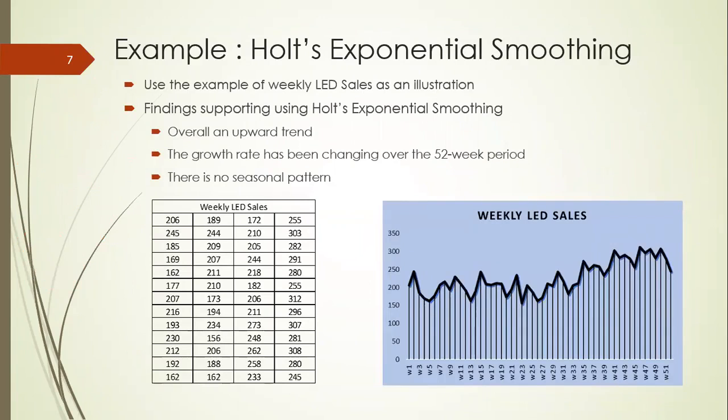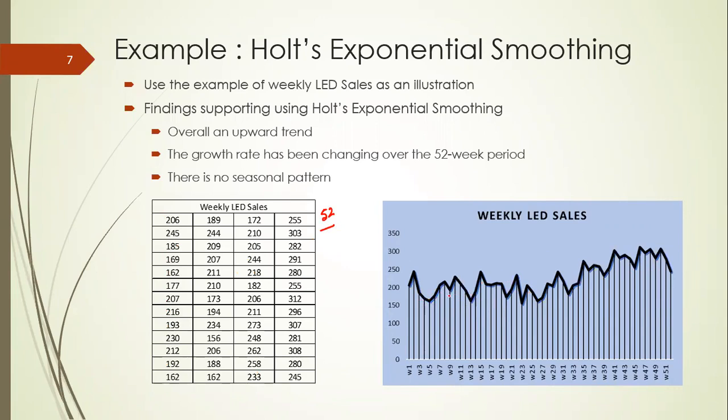Let's take an example where we're looking at weekly sales of LED bulbs for our discussion's sake. This is weekly sales. We have 1, 2, 3, 4, 5, 6, 7, 8, 9, 12, 13, so 13 multiplied by 4. It's 52 weeks given over here. And then we plotted the data. Here's what it looks like.